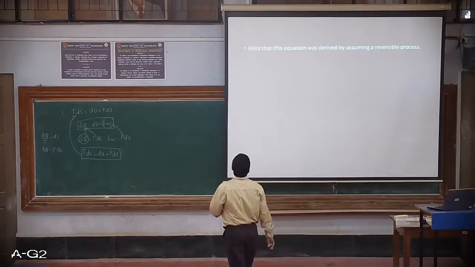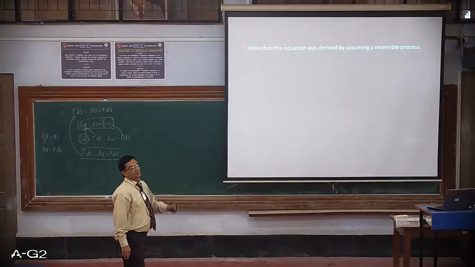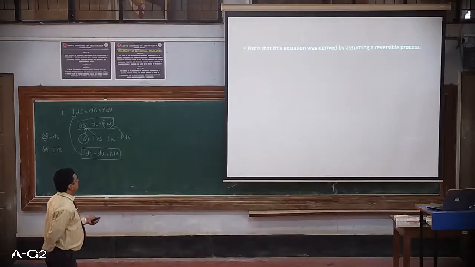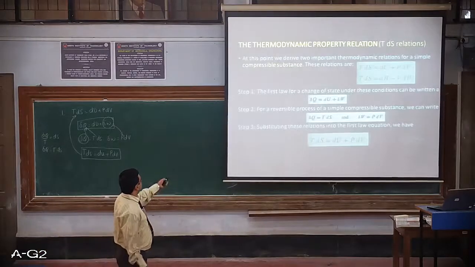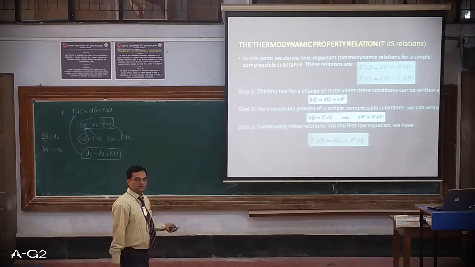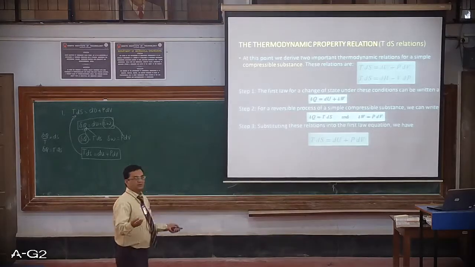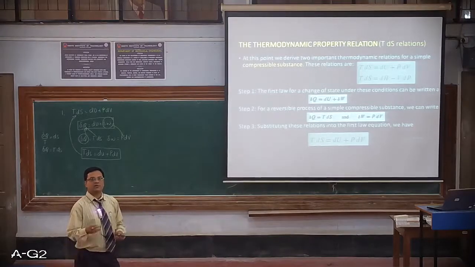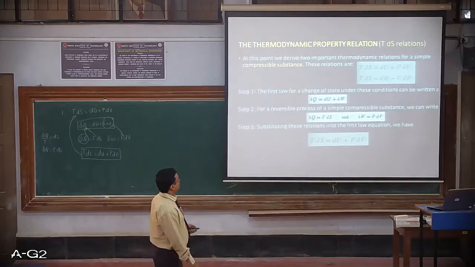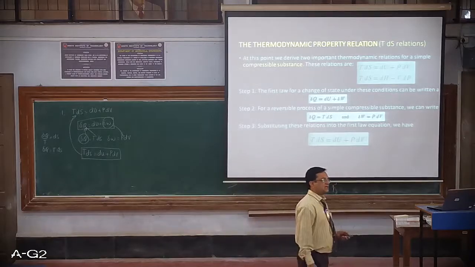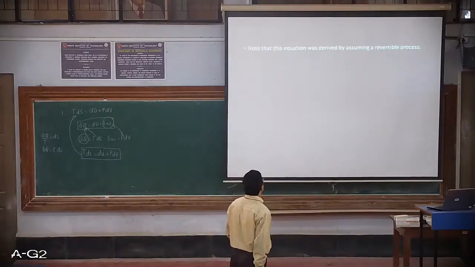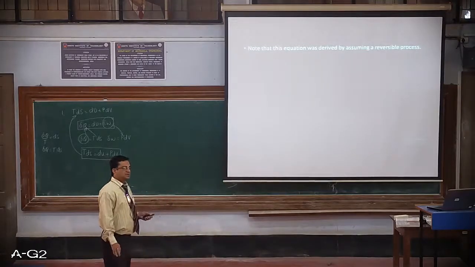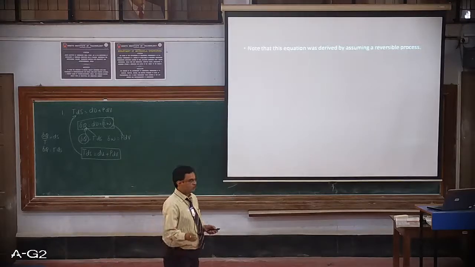Next, note that this equation was derived by assuming a reversible process. Now understanding is important, it is not just deriving it. Deriving is just three steps, as you can see here. Step 1 is recalling the first law. Step 2, recalling the entropy equation. Step 3 is merging the two and getting a final equation, which we name a new thermodynamic property relation, popularly called the TdS relation. But the reason behind that, okay, this equation is derived assuming a reversible process. So other than this reversible process, can we use it? We'll come to that later.